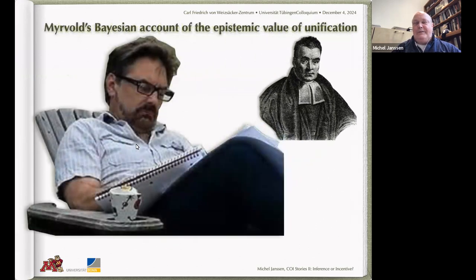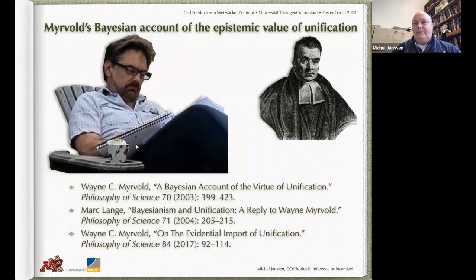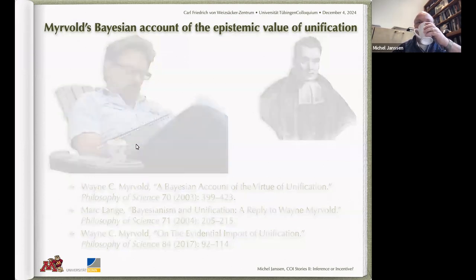And as luck would have it, around the same time that I published my paper, Wayne Myrvold published a paper, a Bayesian account of the virtue of unification, using some of the same examples that I used. Now that came in for sharp criticism by Mark Lange a year later. And it took Wayne a little while to respond to this, but in the end, I think he came up with a pretty good response to what on the face of it are devastating objections by Mark Lange in a paper in 2017.